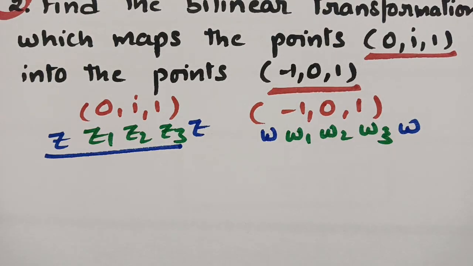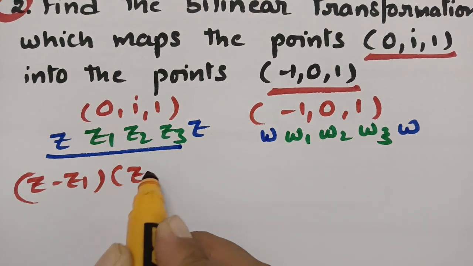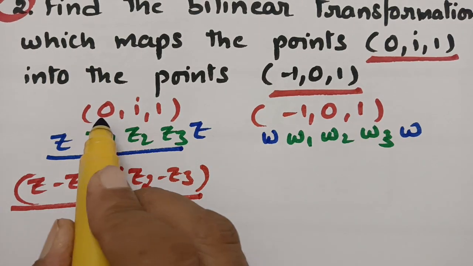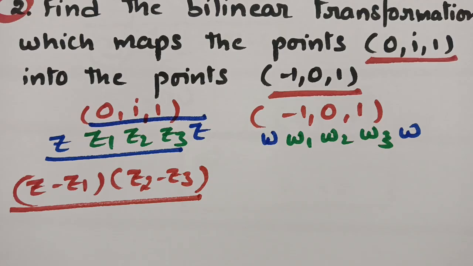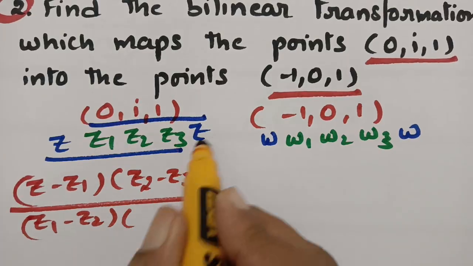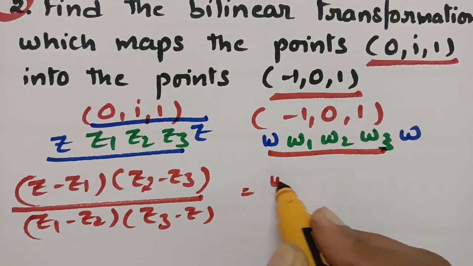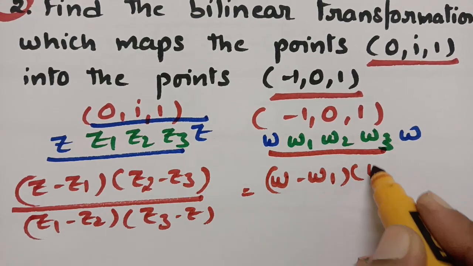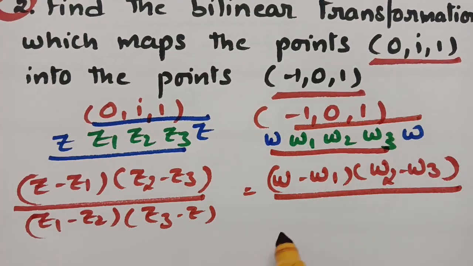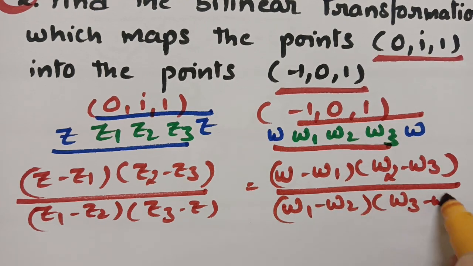So here, after taking 4 points here, first 4 points, that is z minus z1. So here this value will be z2 minus z3 divided by, later we have to take the second 4 points, and this will be z1 minus z2. So this is z1 minus z2, and next one, this is z3 minus z. And here also, first we have to take the 4 points here, w minus w1, and next one, this is w2 minus w3 divided by, later we have to take the 4 points here, that is w1 minus w2, and next one w3 minus w.